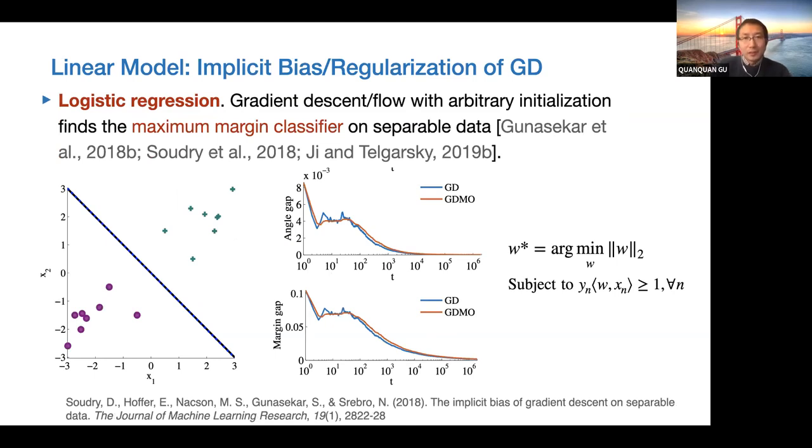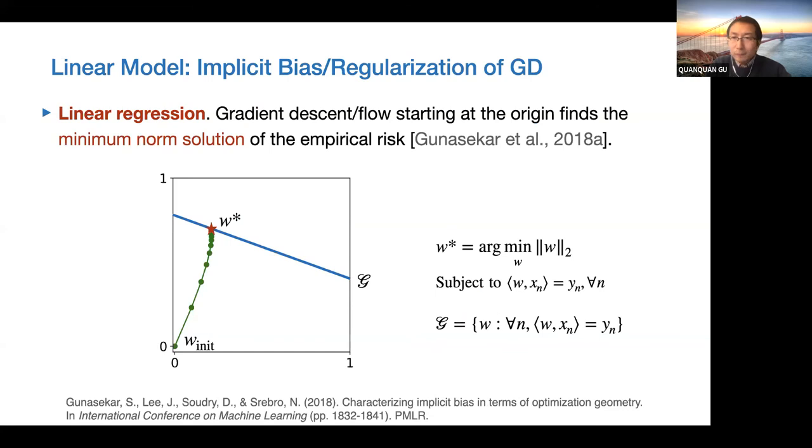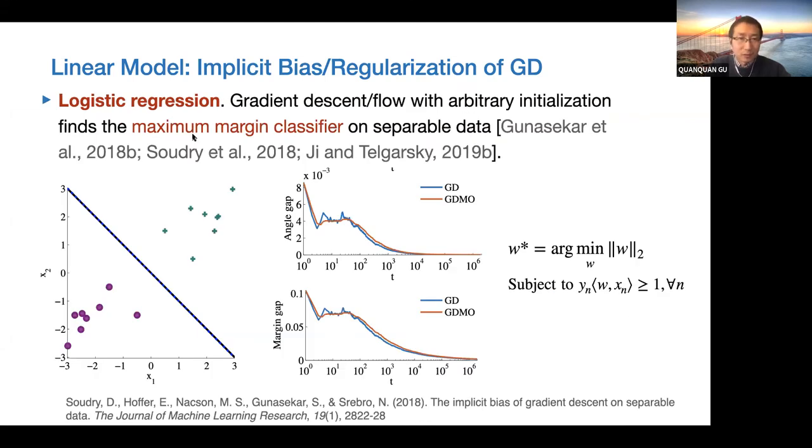And for classification problems, we can also derive some kind of implicit bias result. So a couple of papers, probably around the same time, proved that gradient descent and gradient flow with arbitrary initialization will converge to the maximum margin classifier on separable data, okay? So there are several key messages here. First of all, the step size needs to be very small, but the initialization can be arbitrary. It's different from the case of linear regression. We don't require the initialization to be at the origin. So we can allow arbitrary initialization for logistic regression. And the implicit bias, instead of a minimum norm interpolator, will be a maximum margin classifier, which is defined as the minimum L2 norm subject to this hard margin constraint over the training data.